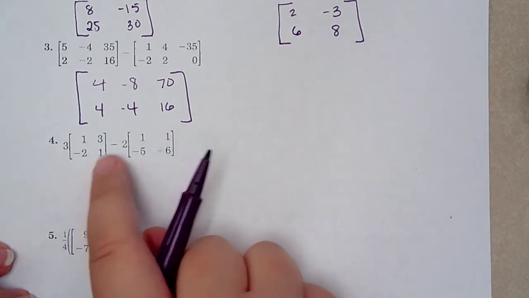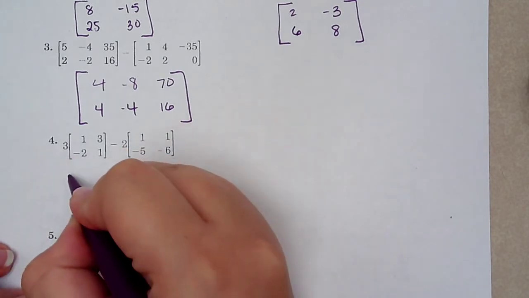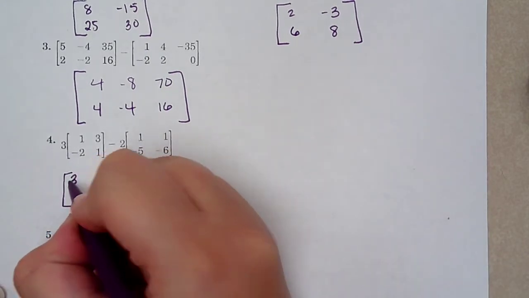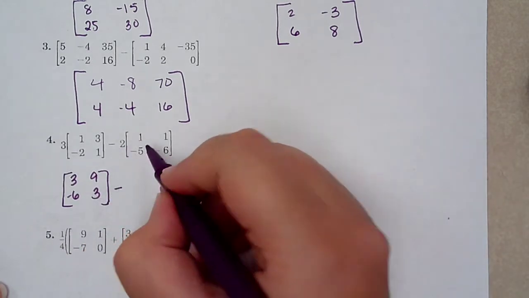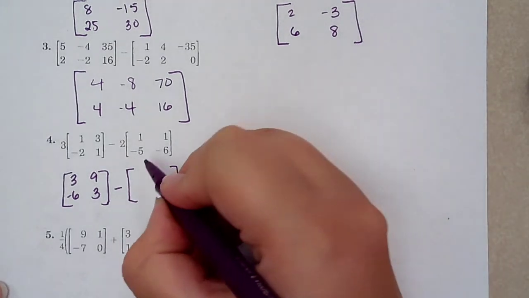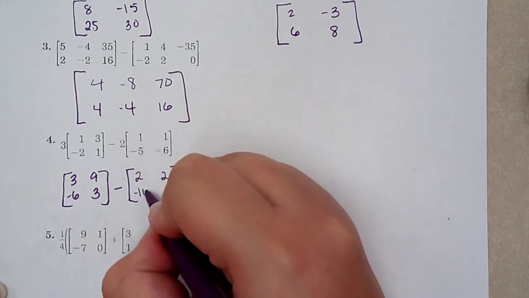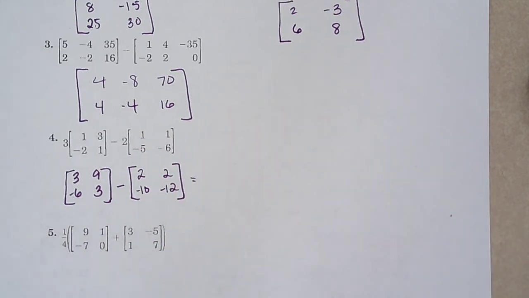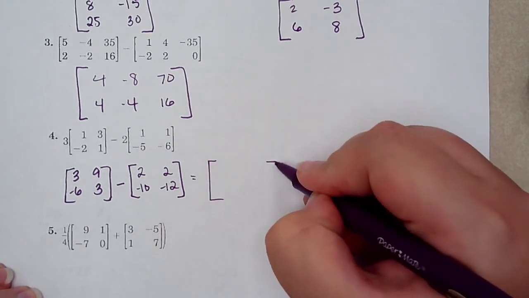This one, we've got scalar multiplication as well as subtraction going on. So I'm going to go ahead and do that scalar multiplication first. Scalar multiplication of the first one is 3, 9, -6, 3, minus, I'm only going to multiply the 2 and I'm not going to multiply the negative in. I could, and then I could add the matrices if that made me more comfortable. 2, 2, -10, -12. And now that I've got that scalar multiplication out of the way, I'm going to jump to subtraction. Still going to be a 2 by 2.